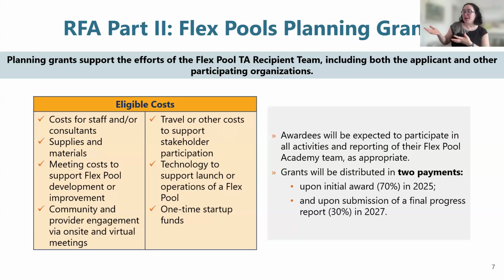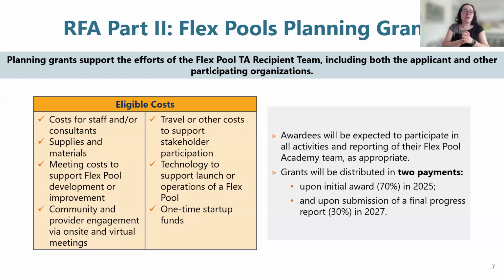Planning grants, there's a little bit of money available, which is great. So the idea is that the planning grants go towards the efforts of the whole FlexPool TA recipient team. So both the applicant, and we'll talk about who's eligible in a sec, and the other participating organizations. So somebody applies on behalf of the whole team. And what could you buy with this money?